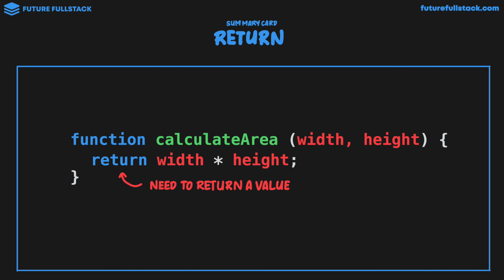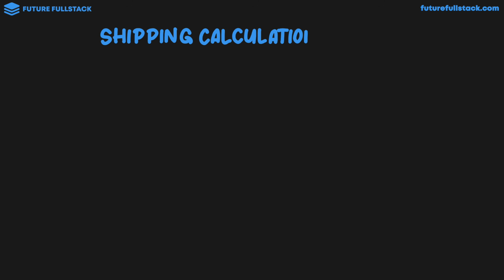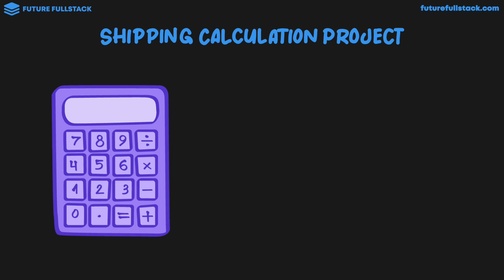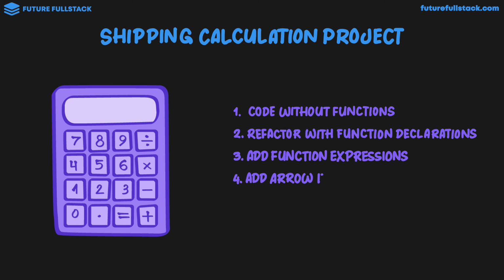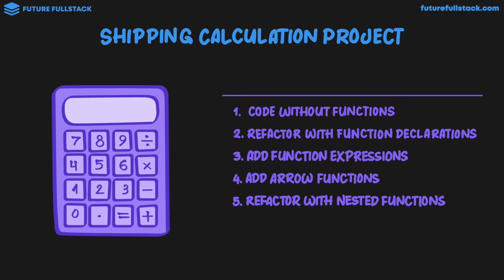In this functions topic, we're going to be working on a shipping calculation project. We'll first take a look at some starter code without functions. We'll then refactor this code with function declarations. We'll then add function expressions. Then we'll add arrow functions. And finally, we'll refactor with nested functions. So let's now jump into VS Code and complete the first 2 steps.